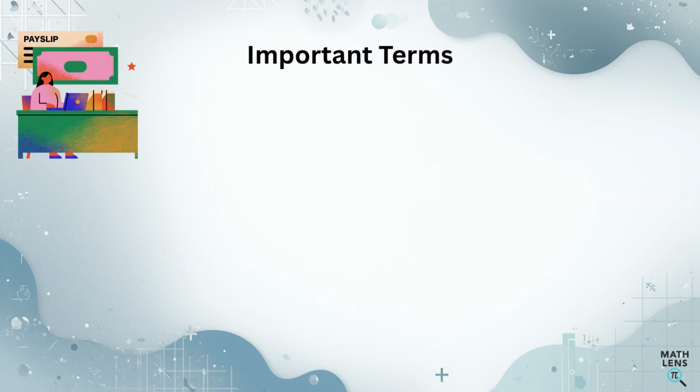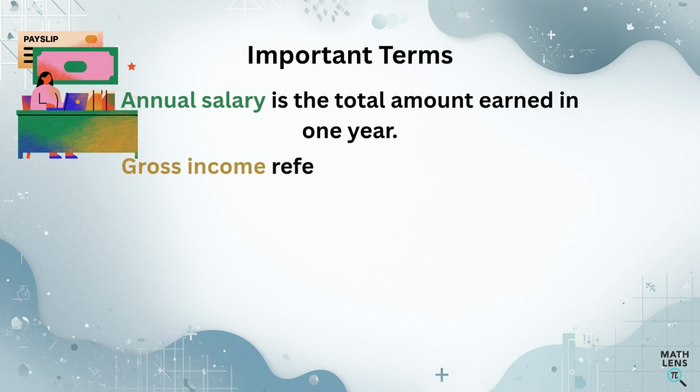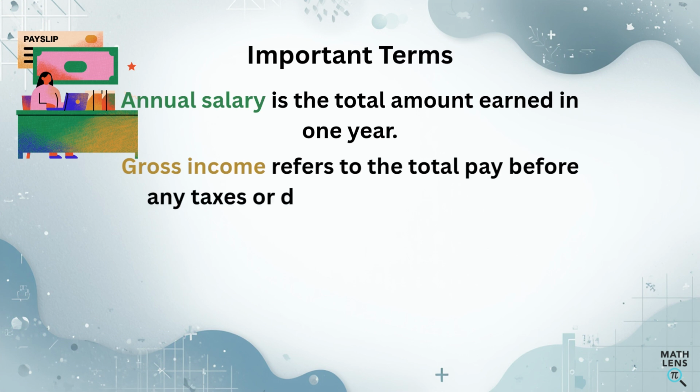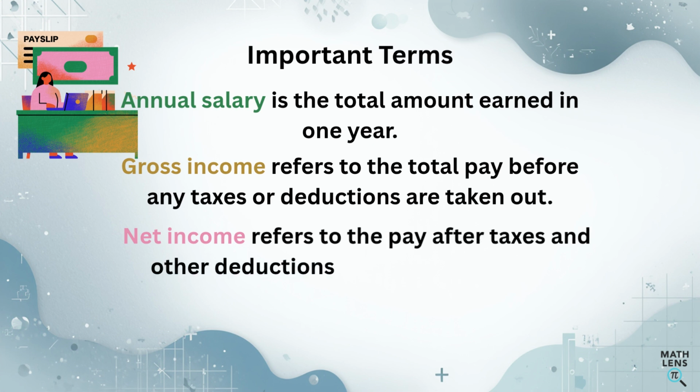There are important terms that are essential when discussing pay and salary. First, we have the annual salary. This is the total amount of money you earn over the course of a year. Next is gross income. This term refers to your total earnings before any taxes or deductions are applied. Net income, which is perhaps one of the most critical terms. This is the amount you actually take home after all taxes and deductions have been accounted for.